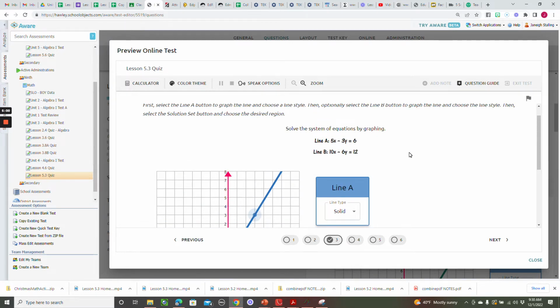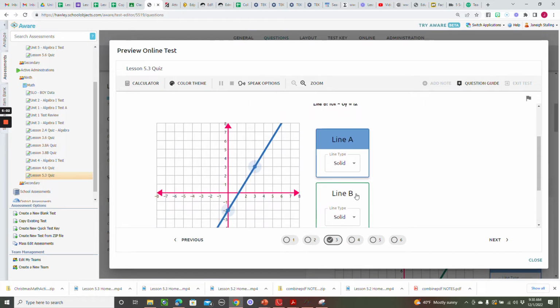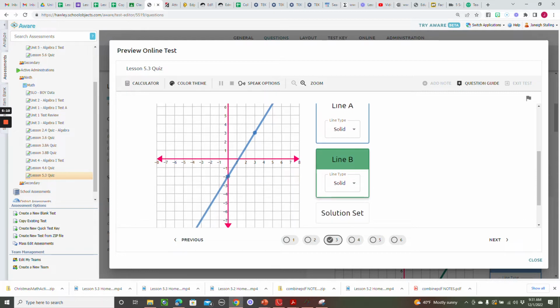Line B, we already know it's the same line because we already checked it in our calculator. So I'm going to click on line B, and I'm just going to click. Ooh, it won't let me click the same points. I do not like that. Let's see if we can make it the same. Oh, there we go. You just got to click it and drag them. So your lines are going to sit on top of each other. Okay?